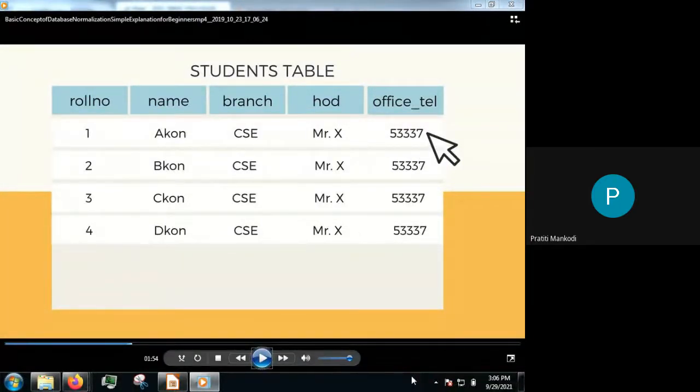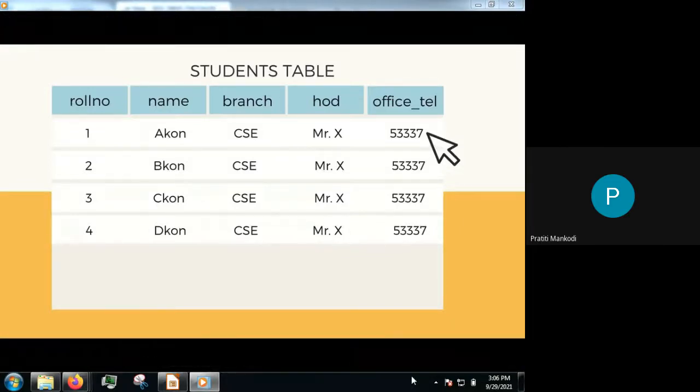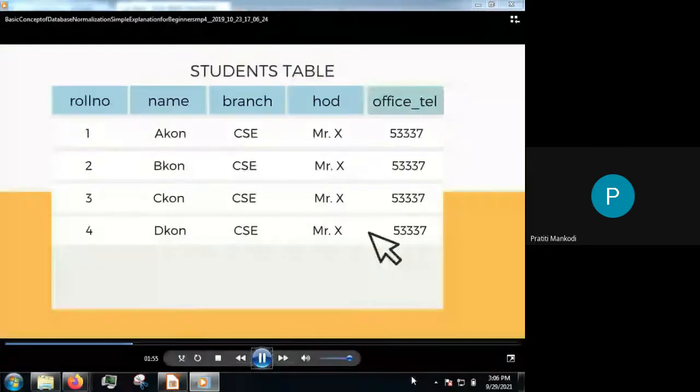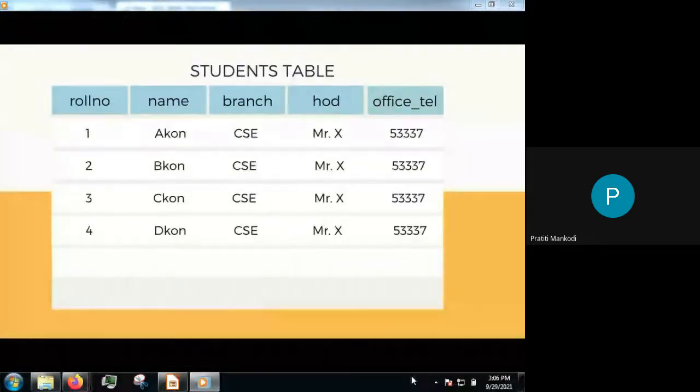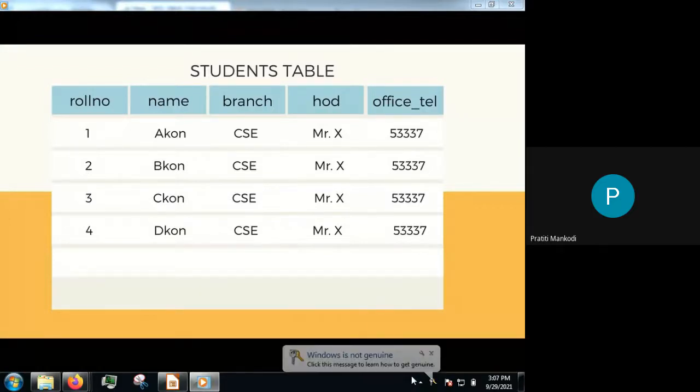Which are the redundant data? If we have 1,000 records, if we have thousands of students, then this information is going to be repeated 1,000 times. It's the same information. Actually, no need to repeat, but still it is going to be repeated because the structure of the table is not normalized. The structure of the table is not proper, and it is increasing the redundancy.